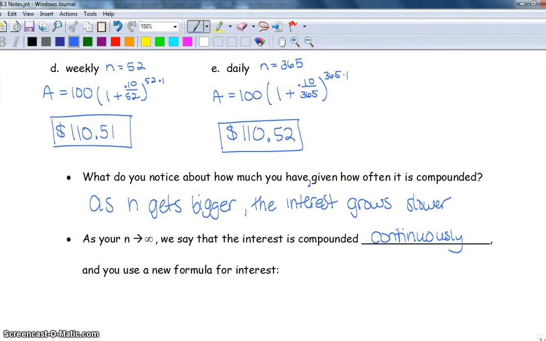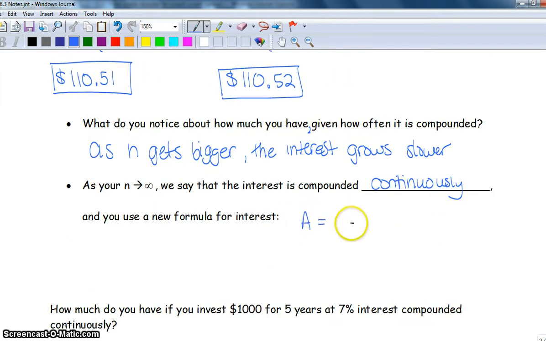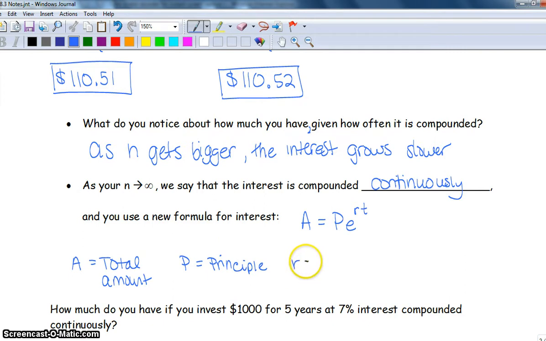And when you compound the interest continuously, then we have a new interest formula. And that new interest formula is A equals P times e raised to the rt power, where, as usual, A is the total amount in savings, P is your principal or your initial amount, r is your rate as a decimal, the percent as a decimal, and t is your time.